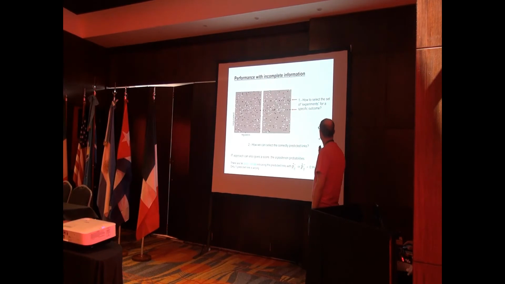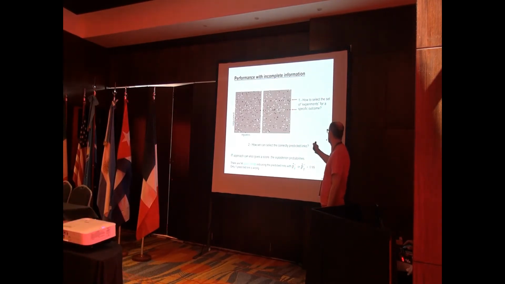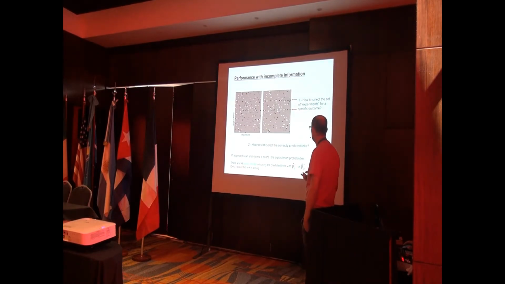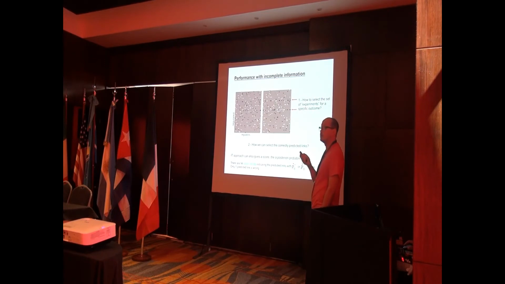Looking at this picture, I have two questions. One is how to select the set of experiments for a specific outcome, and the other is how to select the predicted links correctly. The IT approach can also provide a score. This score is the a posteriori probability. For example, the green circles indicate the links predicted with a posteriori probability greater than 0.99, and almost all of them, except one, are correct. So we can use the a posteriori probability as a score to rank the predictions.